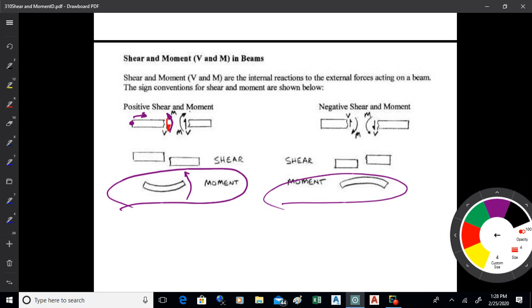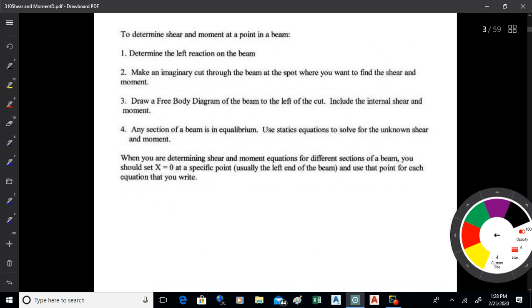So what we're going to do then is start off with a beam. Okay, and I'm on page 750 is where I'm at. We're going to find the reactions on the beam. Then we're going to make a cut through the beam and then solve for these internal shear and moments. Okay, that's what we're going to do.